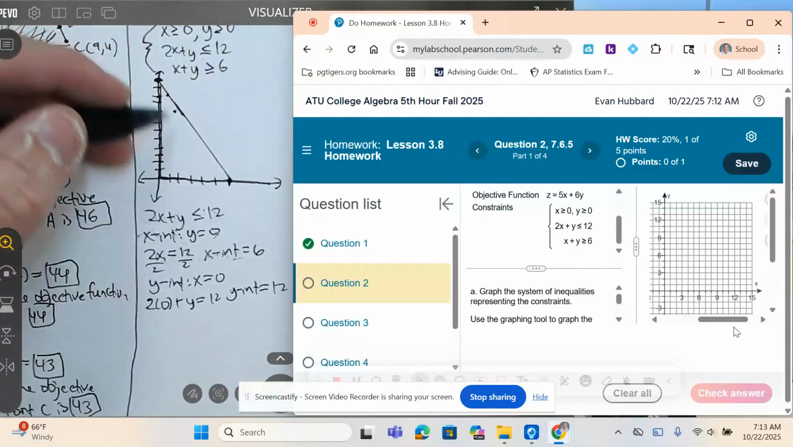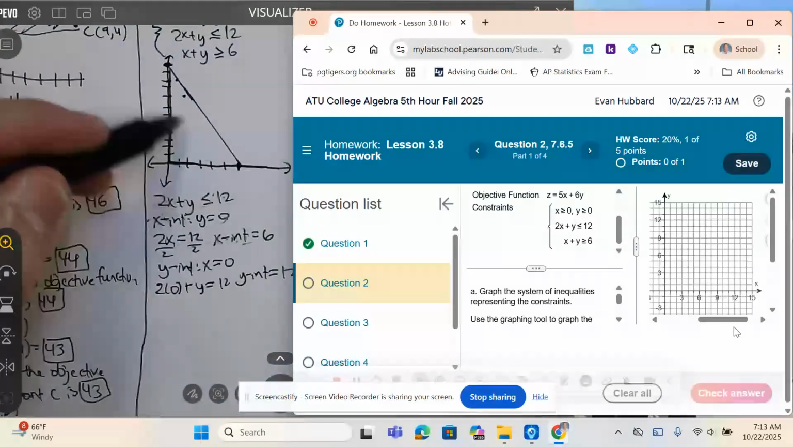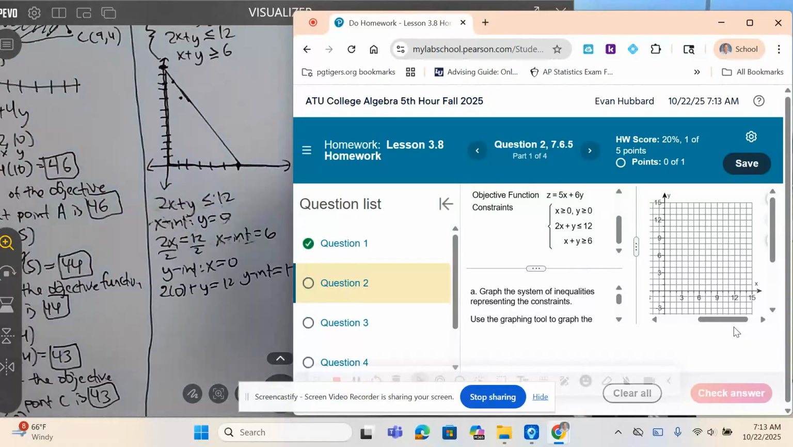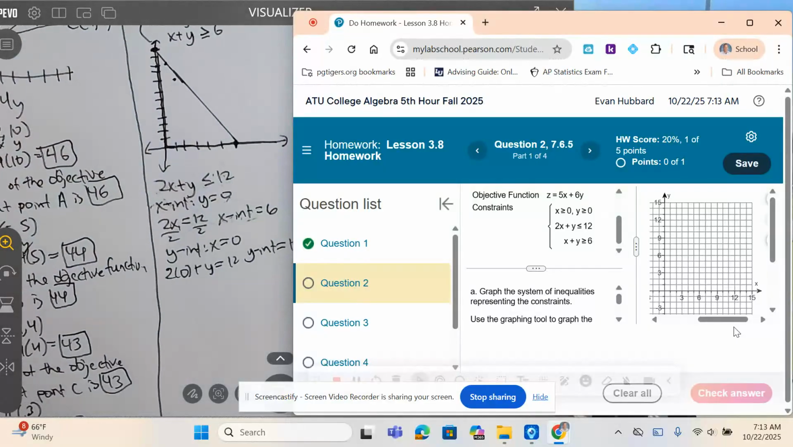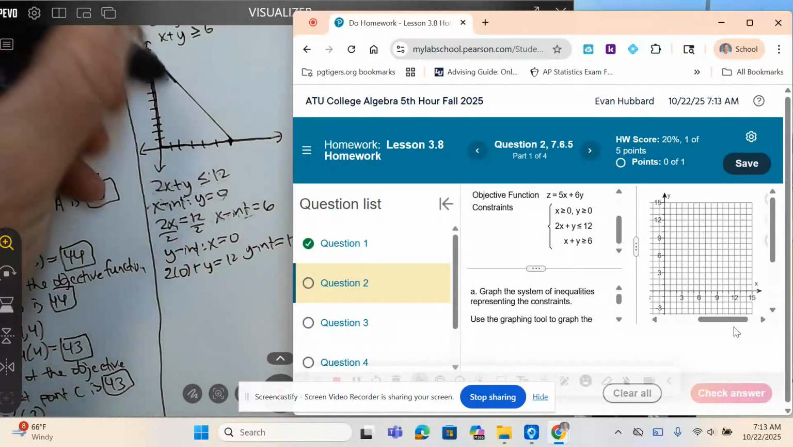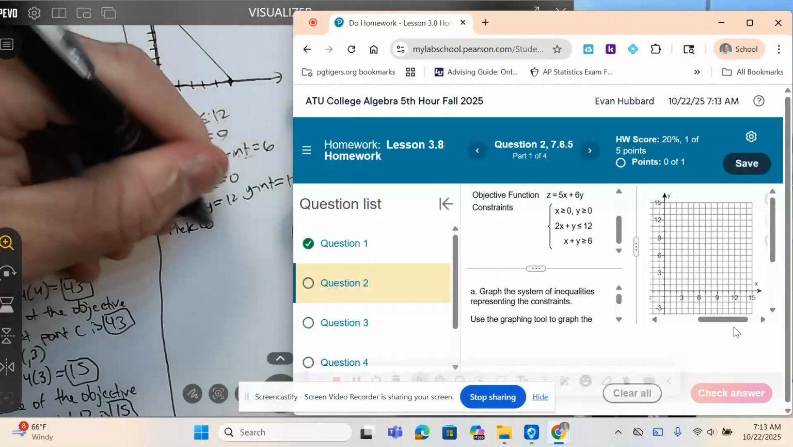What's beyond this is not going to matter because it's already shaded in this region for the first two constraints. So these down here and to the left are not going to be possible parts of the shaded region. Okay, so there's that part. Now, next, I'm going to figure out where it shades. So I'm going to pick 0, 0.